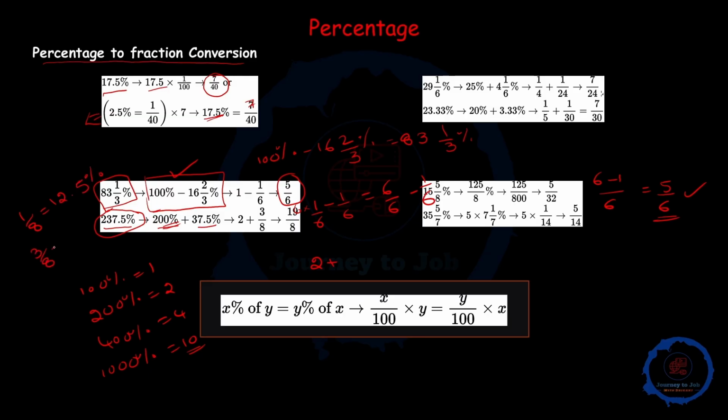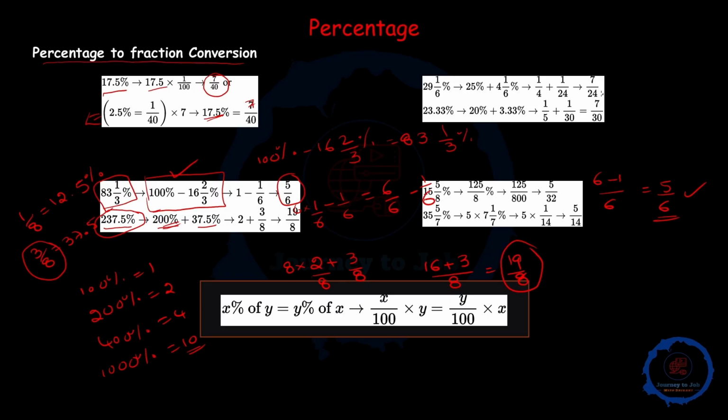3 by 8 means 37.5. Okay, now 37.5 means 3 by 8. So 8 into 2, the LCM is 8, multiply with 8. Okay, 8 into 2 is 16 plus 3 by 8. So 19 by 8, you will get. See how simpler you got the answer. So if we convert into parts, ఇలా ఉంటే డైరెక్ట్గా సాల్వ్ చేస్తే you will end up with lot of calculations.